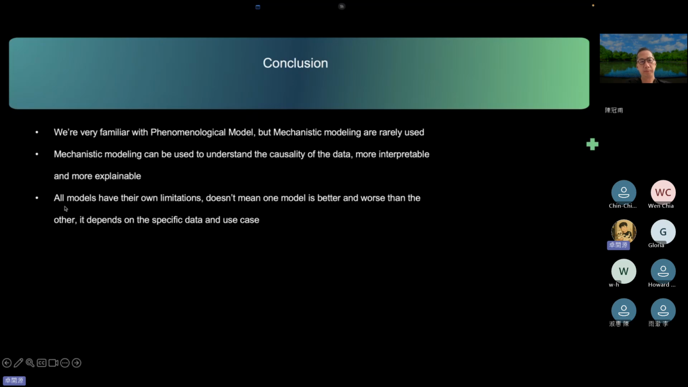And again, I just want to point out that all models, of course, have their own limitations, but that doesn't mean one model is better or worse than the other. It's just that a model is specifically used on specific data and specific use cases.